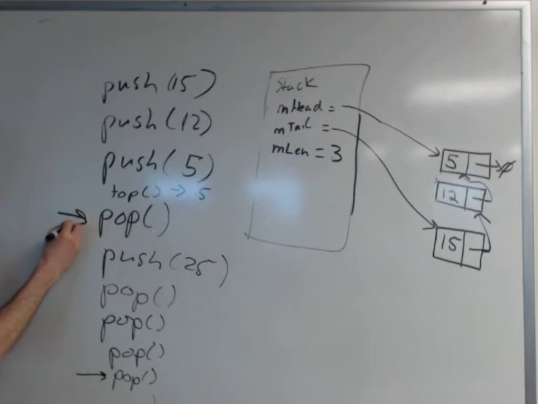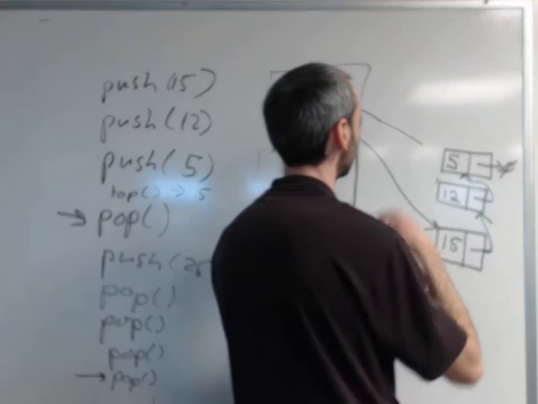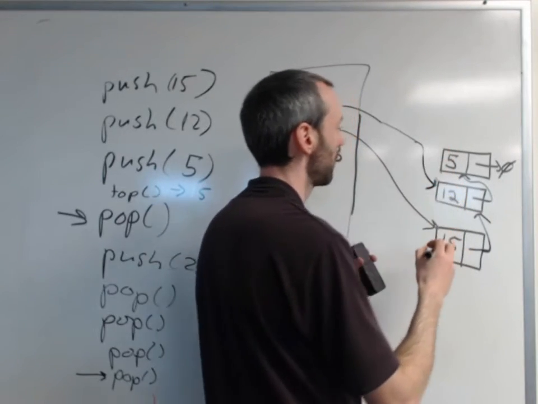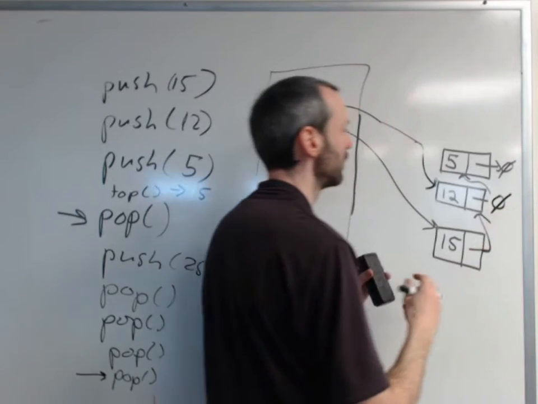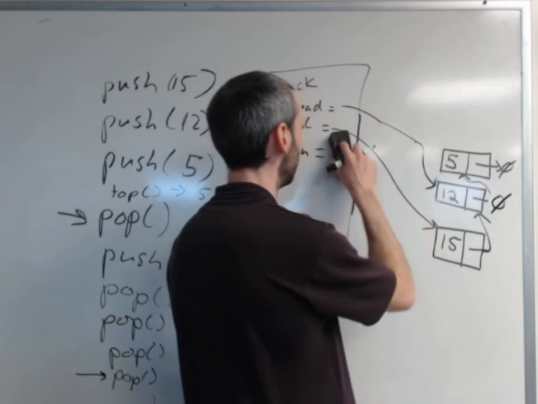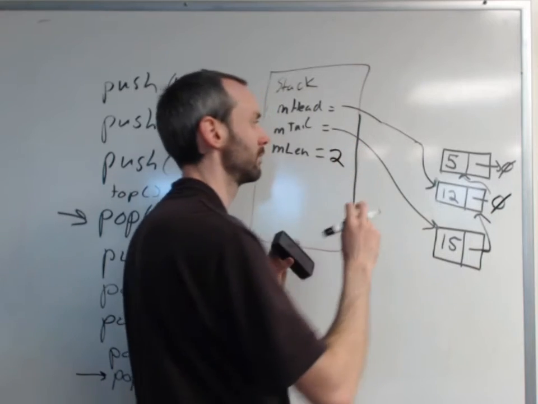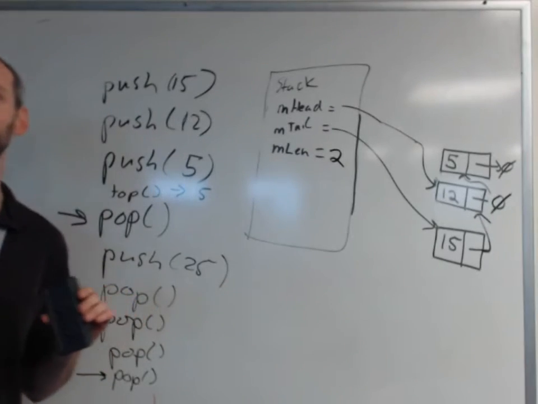How about pop? What does pop do? It gets rid of the 5. How do we get rid of the 5? Change mhead to the other one. And then make the 12 point to null. And then have m length decrement. You're missing one final thing.